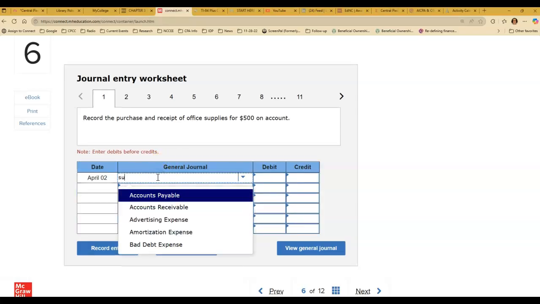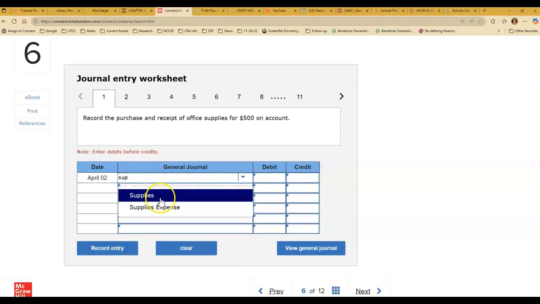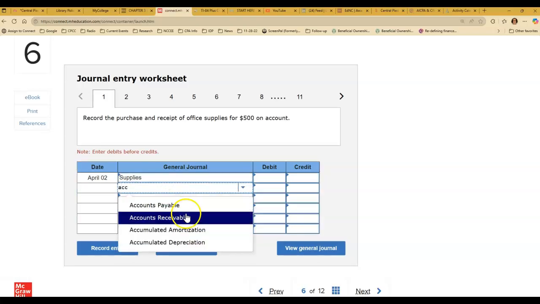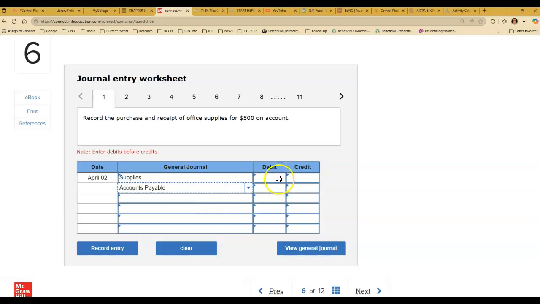There you go. Supplies. For, good, 500. Okay. Any questions there? We went over to Office Depot. We bought $500 worth of stuff and used our credit card. Brought it back to the office, threw it in the office supply closet.